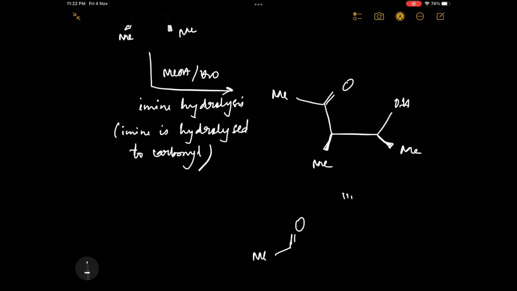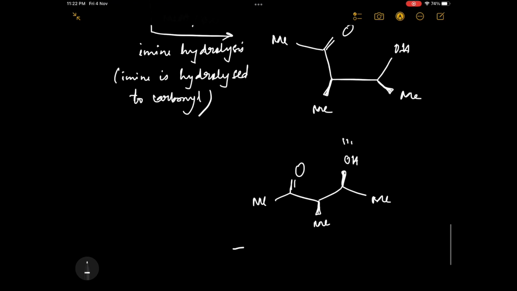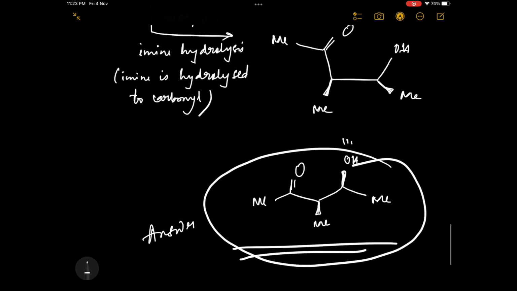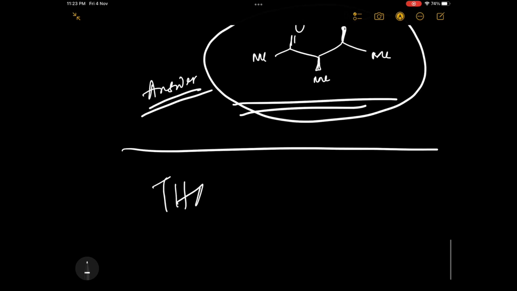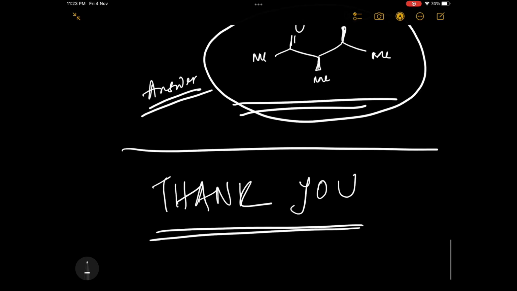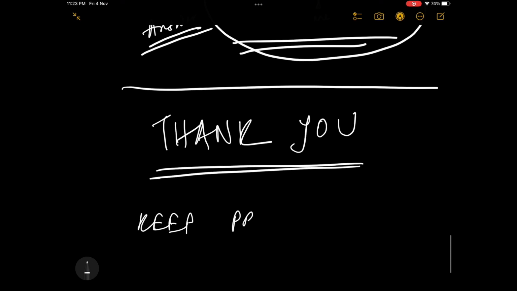Now just rearranging it a little bit to match it with the options, we get this as the product. So this is the answer to this question. Thank you, and follow the next parts for more solutions to the GATE 2022 Organic Chemistry 2 marks questions. And as I say, keep practicing and keep writing organic reactions.